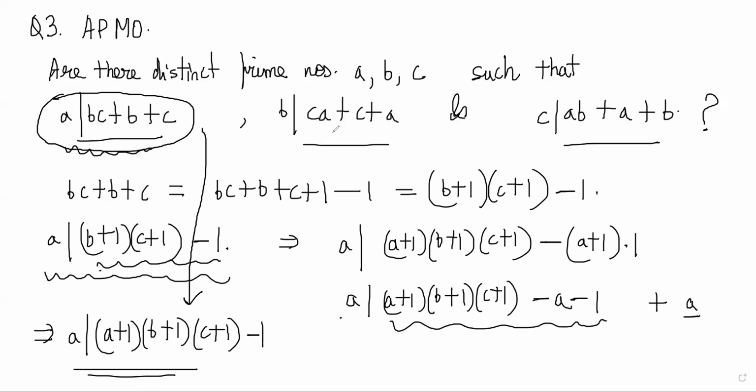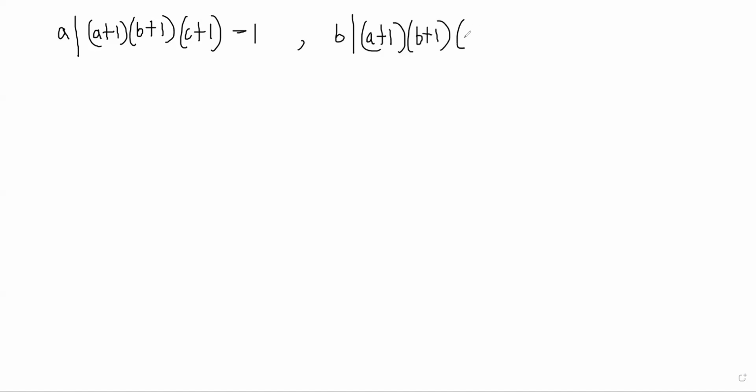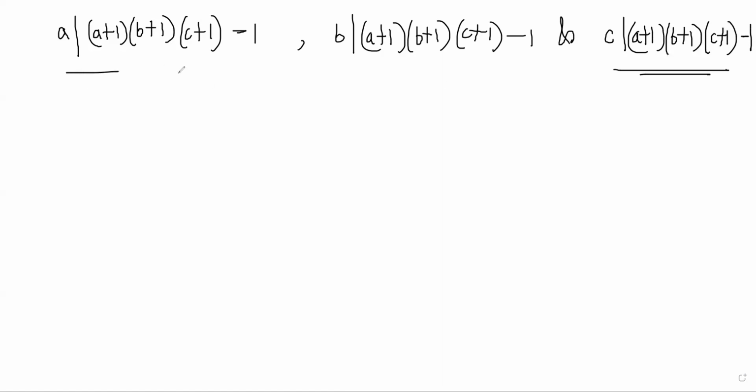So obviously we will have similar statements here as well. B will also divide this, C will also divide this, right? Because it's perfectly symmetrical. So we have these conditions now. A divides (A plus 1)(B plus 1)(C plus 1) minus 1. B divides (A plus 1)(B plus 1)(C plus 1) minus 1. And C divides (A plus 1)(B plus 1)(C plus 1) minus 1. These three results we have, and you should realize that A, B, C are prime numbers.